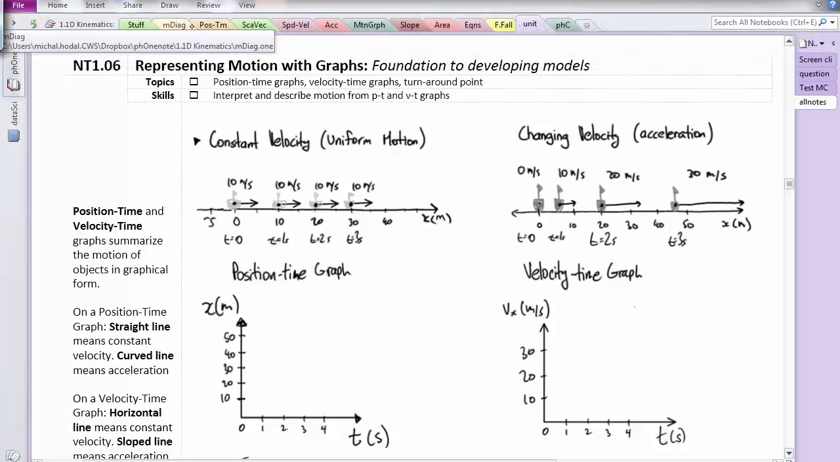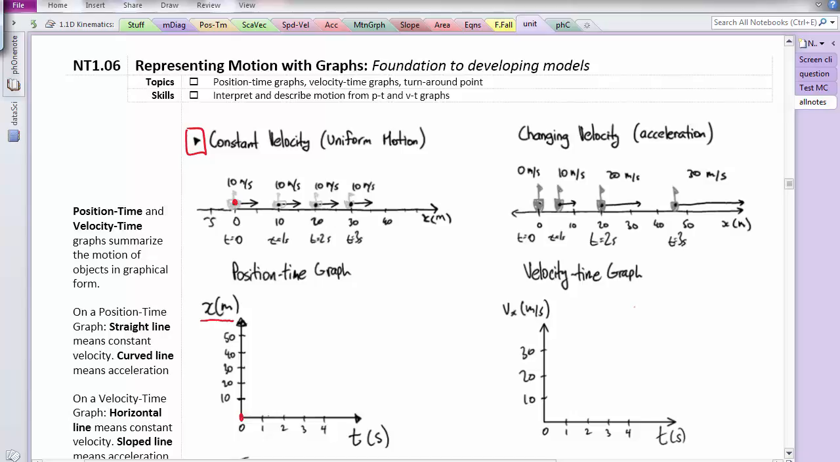Okay, in this lesson, we're going to look at how to represent motion with graphs. So we'll start with the scenario here where a boat is moving to the right at 10 meters per second. Let's plot the position, the x position, at every single second. So we'll start over here. At time 0, the boat is at position 0.